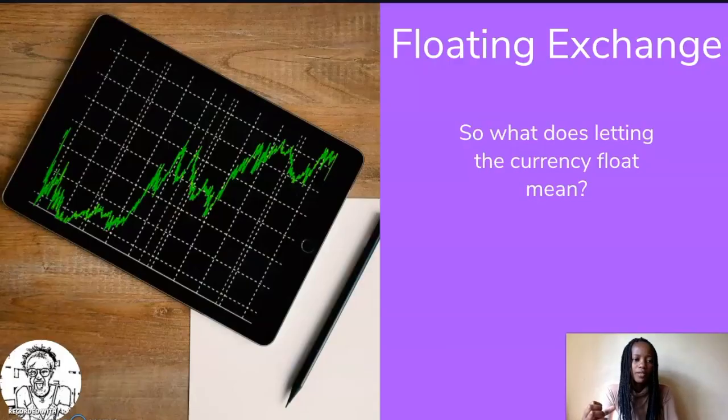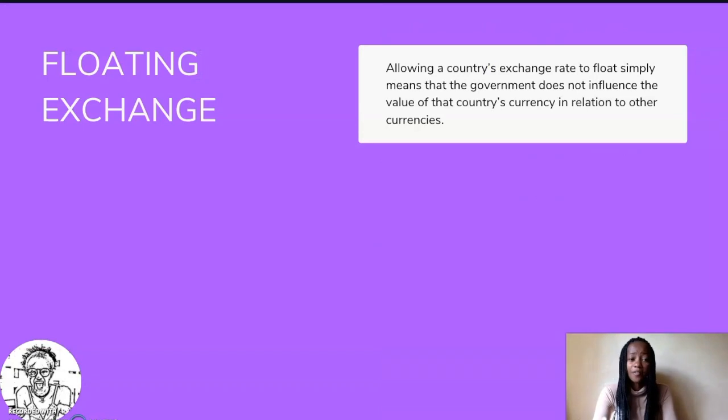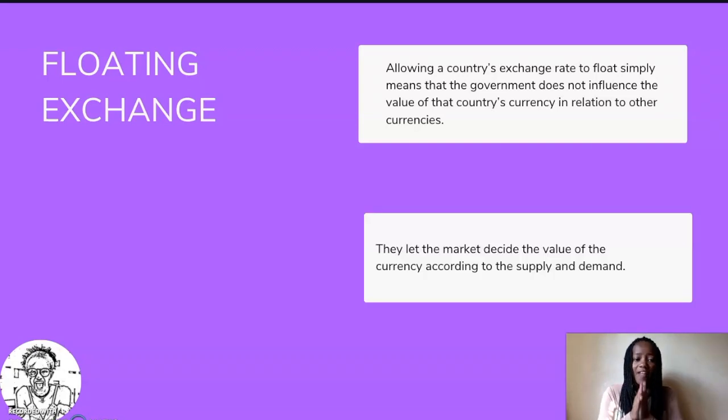We've talked about President Nixon letting the currency float. What does letting the currency float mean? It simply means that the government does not influence the value of the country's currency in relation to other currencies. In short, they let the market decide the value of the currency according to supply and demand.